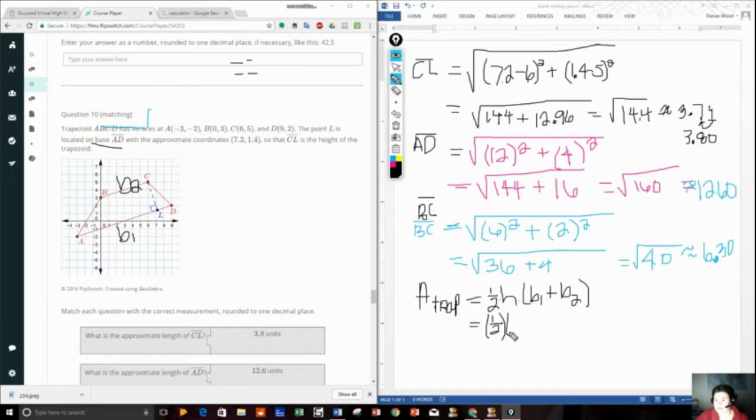So 1/2 times our height, and our height was CL, so 3.8, times base 1, which was AD, 12.6, and it says plus base 2, so plus BC, 6.3, and that's what I'm going to type in my calculator to find my area.